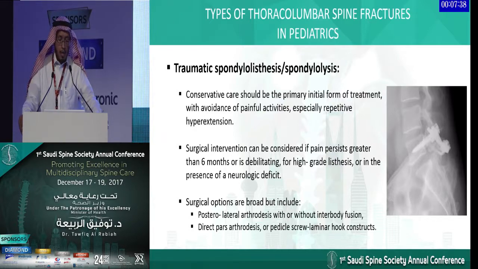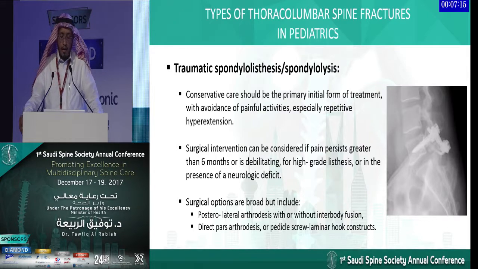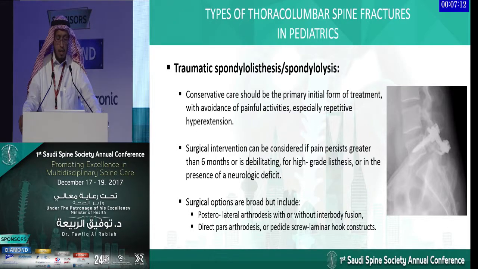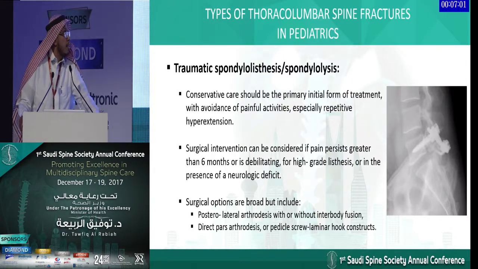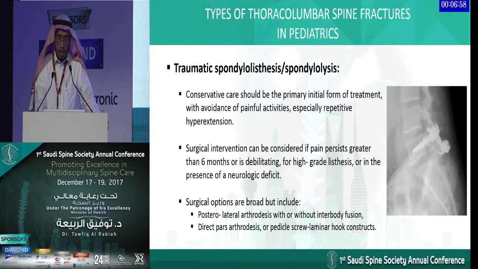Conservative care should be the primary initial treatment, with avoidance of the painful activities and avoiding the repetitive hyperextension. Surgical intervention is considered only when it's persistent, more than 6 months, or debilitating the child, or there is associated high-grade spondylolisthesis. Surgical options are either posterolateral arthrodesis with or without interbody fusion, and also there is a direct pars arthrodesis with pedicle screw laminar hook construct, like the picture, without any level fusion.